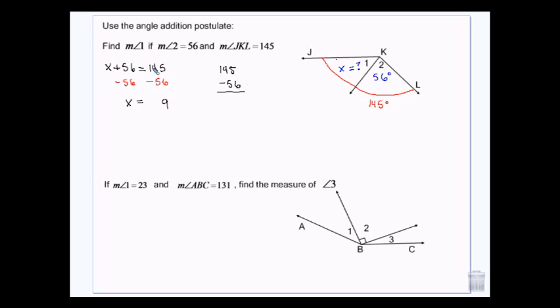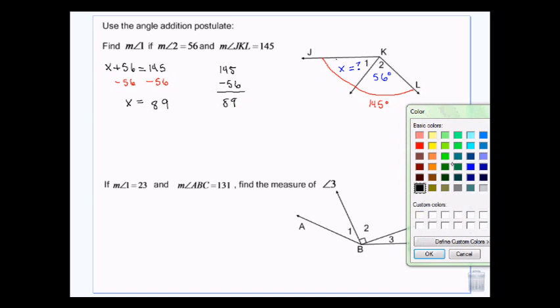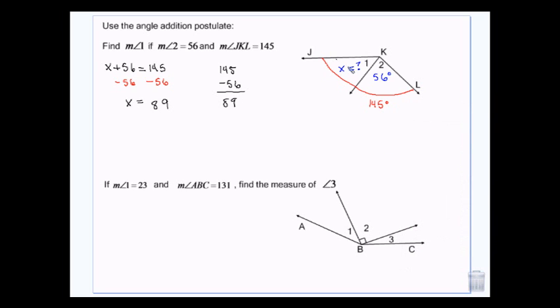Nine, 13 minus 5 is 8. So the missing angle is 89 degrees.